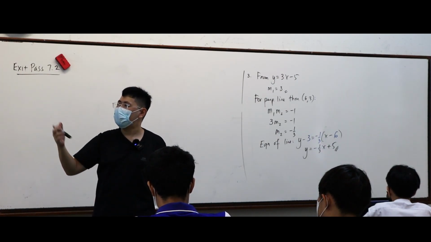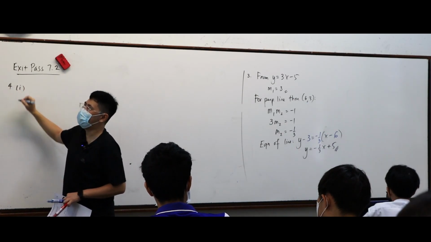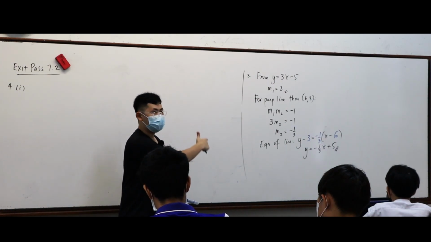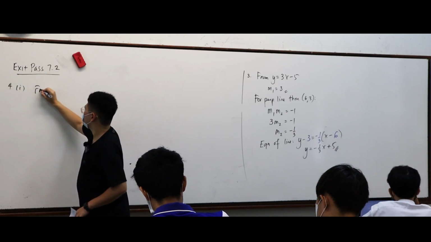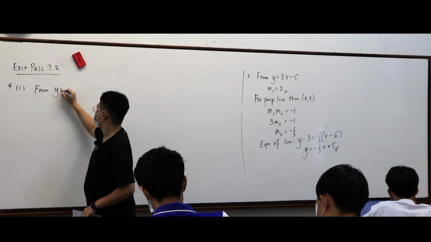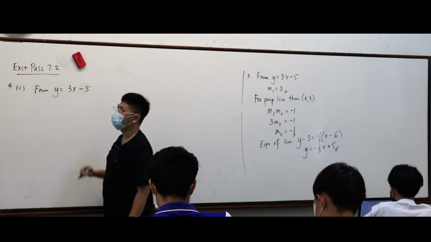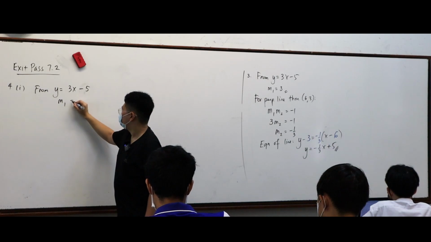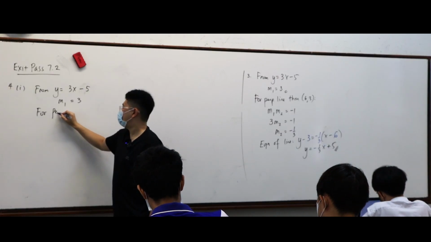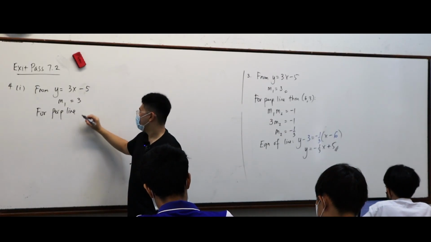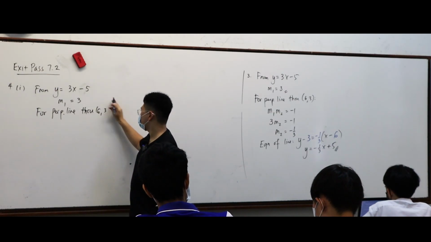Okay, so number 4, find the equation of this perpendicular line. Okay, so how do we find the equation of this line? We will need the perpendicular gradient. We need a point, correct? So from the original line, okay, you get the first gradient. So for the perpendicular line, and this line is actually through which point? Through 6, 3.